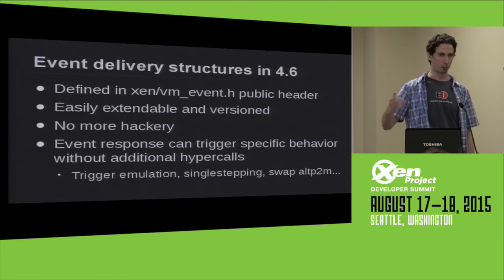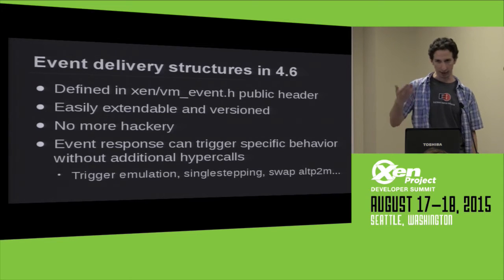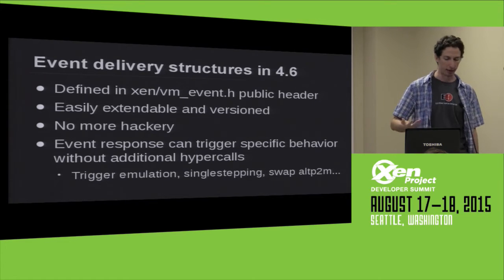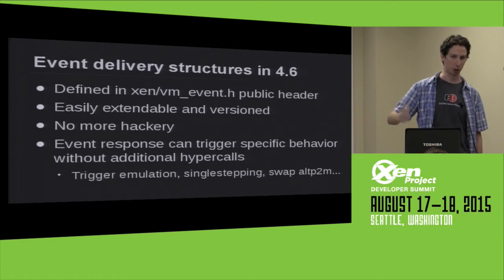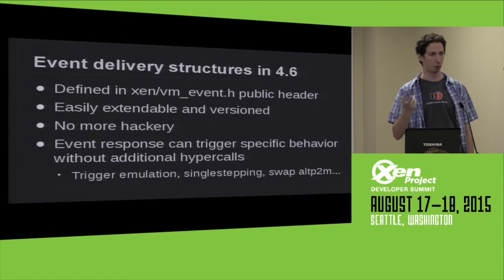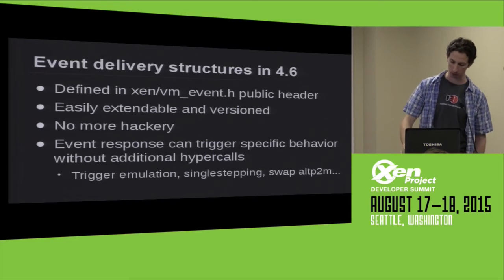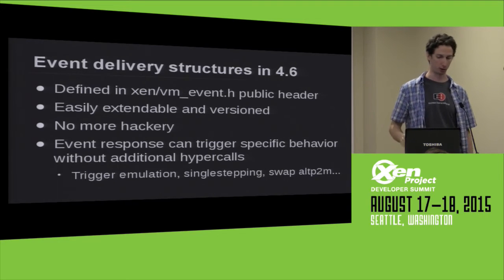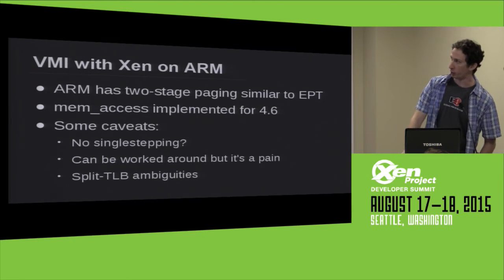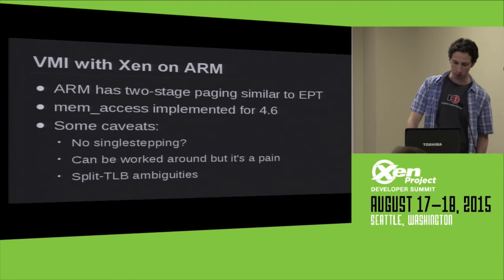Furthermore, when Xen sends you an event, in the response to that event you can send a flag to tell Xen what to do with it. For example, you can trigger an emulation for one instruction, you can enable single stepping, or you can swap the altp2m pointer. So there are a lot of optimizations in 4.6 that are now possible. It's pretty awesome.